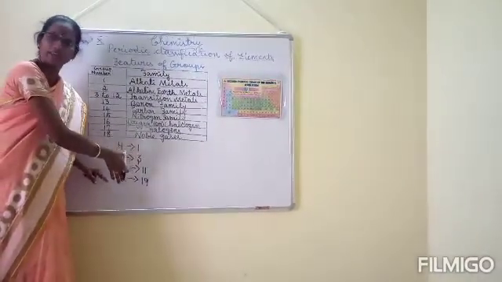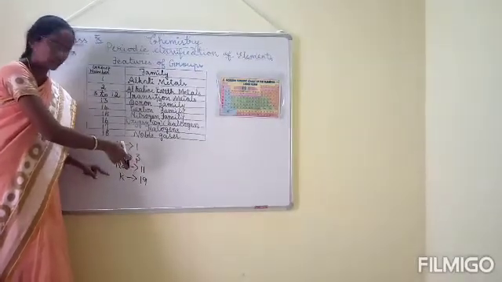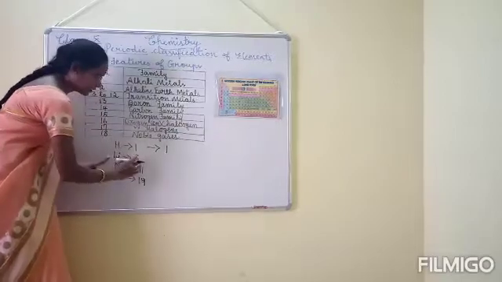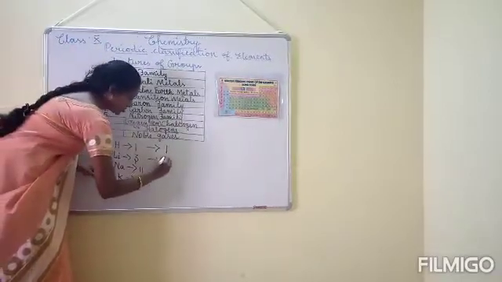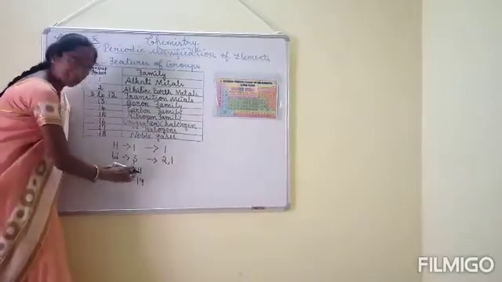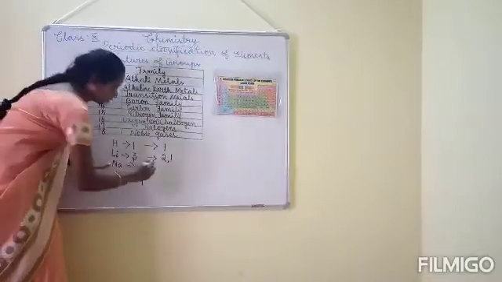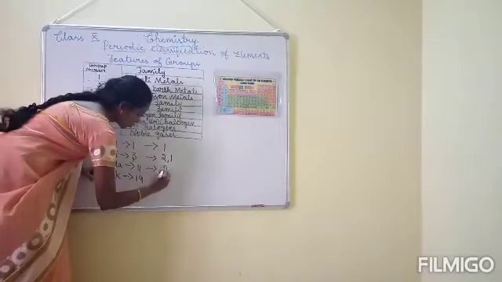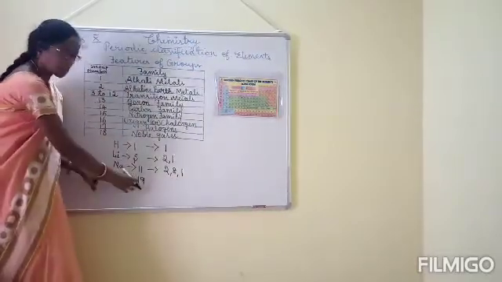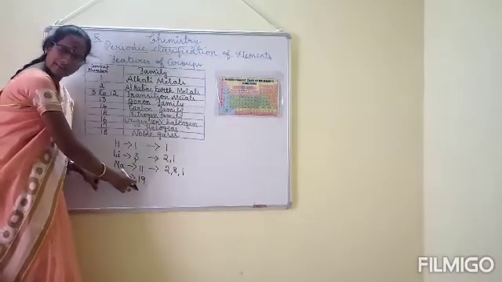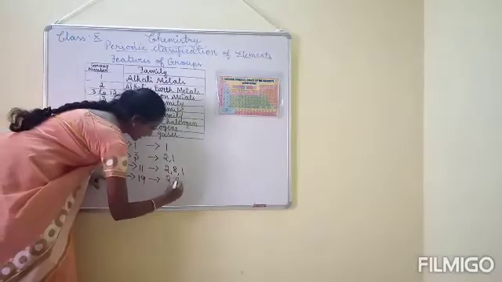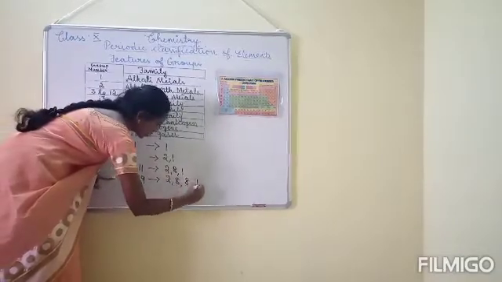Now we have to write the electronic configuration for these. For hydrogen it is the same, 1. For lithium, we write 2, 1. For sodium, its atomic number is 11, so we write 2, 8, 1. Next for potassium, its atomic number is 19, so we write 2, 8, 8, 1.